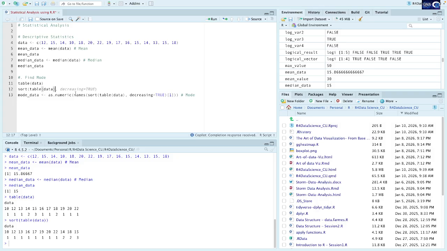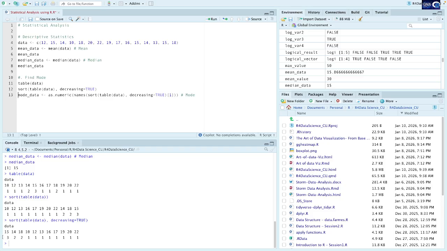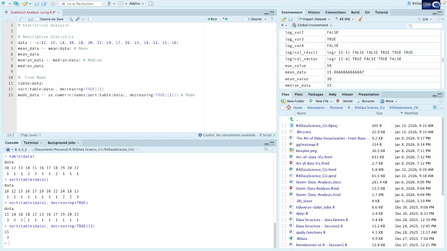Then only the highest frequency will come. So we will be using decreasing equal to true. So it will be in the order of frequency. You can see it is ordered by frequency. Now we want the first element to be taken from this. Here you can see it is showing 15 is the point and the corresponding value is 3.